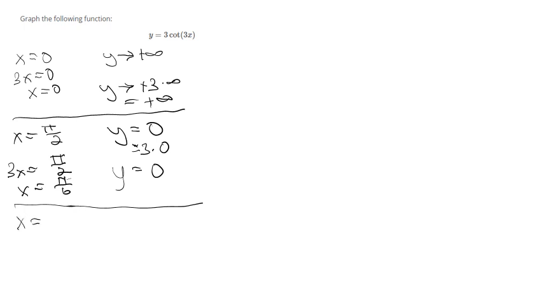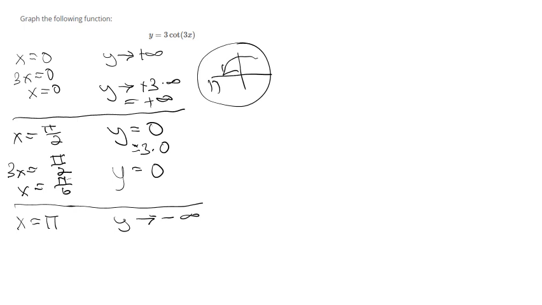X is pi. When x is pi, we know that y is approaching negative infinity. Right? Draw yourself your little picture if you need to. Pi, you're coming this way. You know that cotangent is cosine over sine. That's a negative over a positive, so negative infinity, right? Visuals can help, even if it's simple.